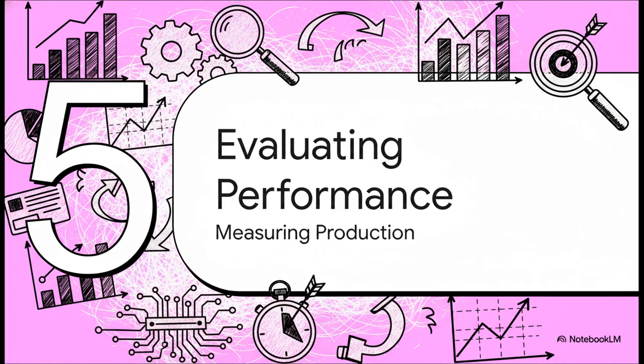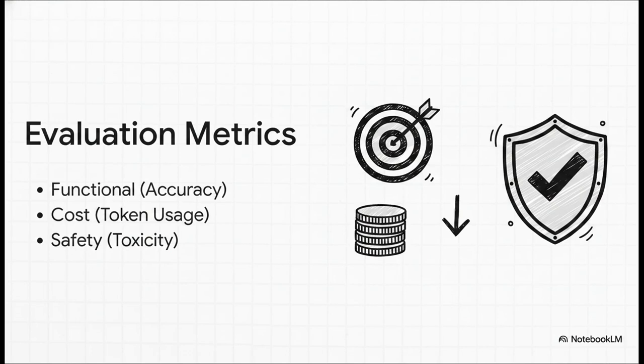Section 5, evaluating cost and latency. How we measure things in production. Now, evaluating traditional software is relatively straightforward because it's deterministic, but AI agents are probabilistic, meaning they might give you slightly different answers to the exact same input depending on the day. Because of that, you have to measure their performance across 3 distinct categories using frameworks like Langsmith.